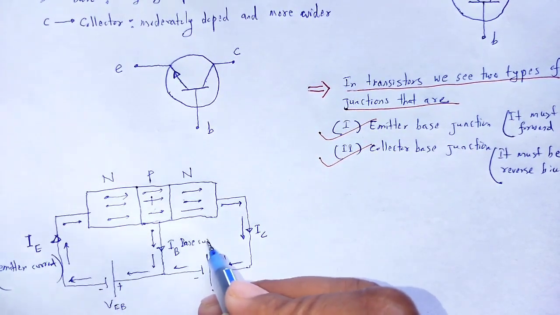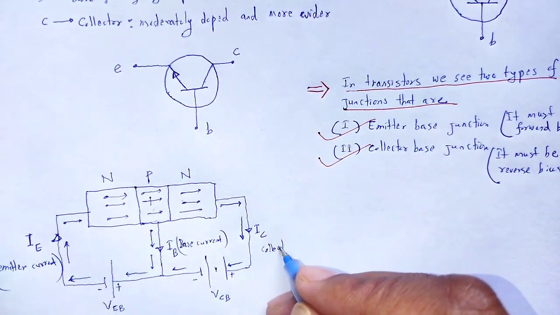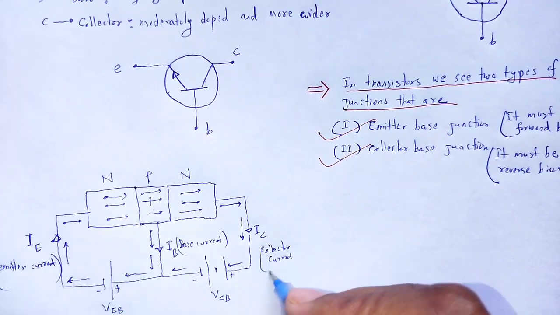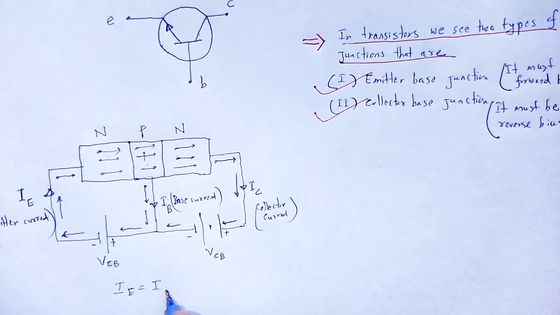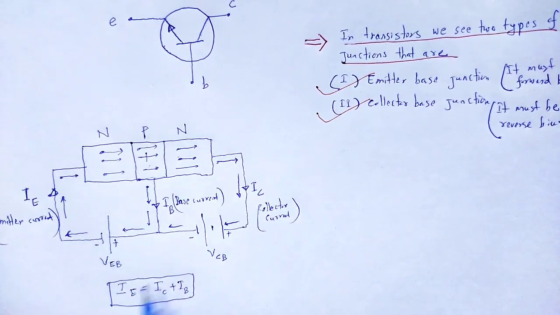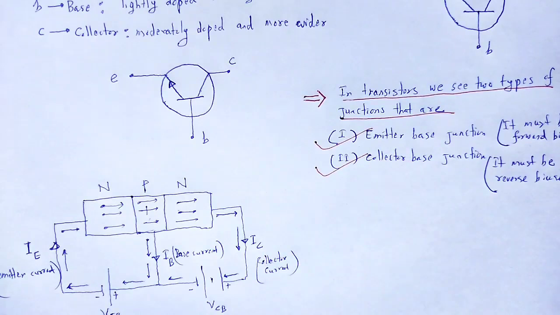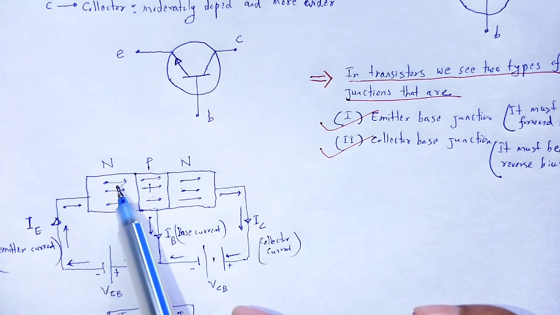The emitter current is the sum of the collector current plus the base current. If the amount of emitter current increases, as a result we obtain more collector current as well as base current. This is how current flows in an NPN transistor.